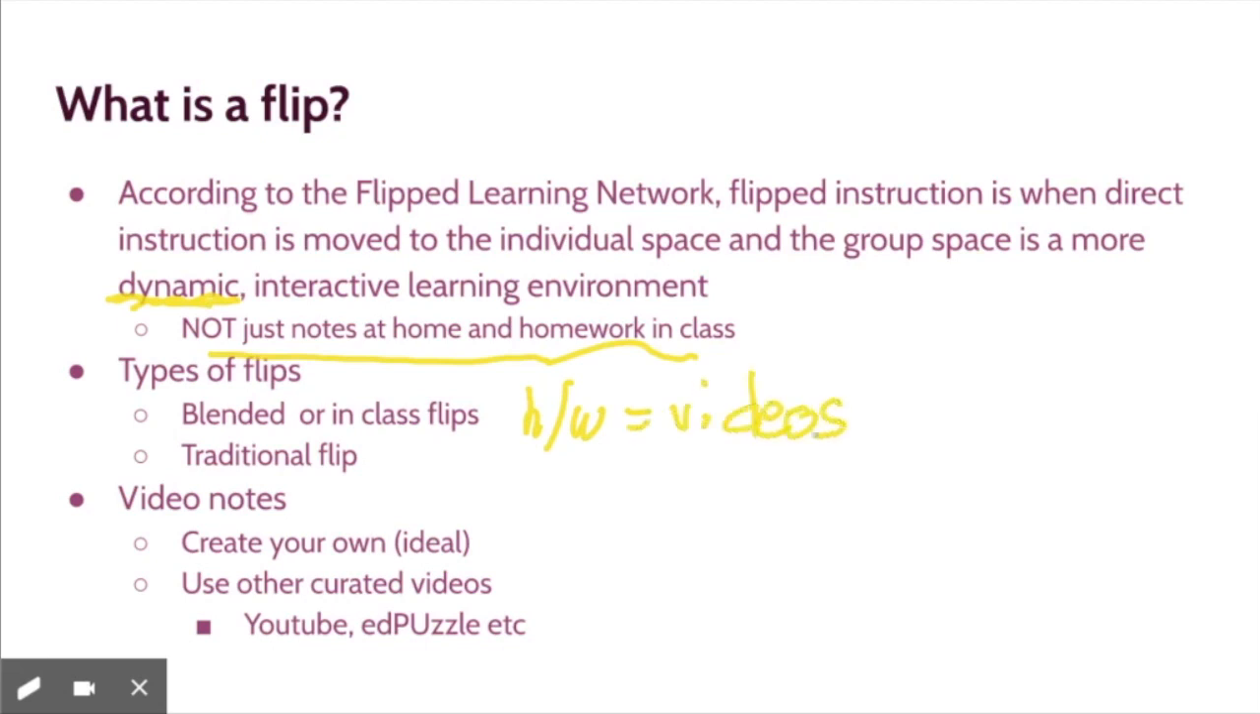And then in class would be whatever activities you're working on. Sorry, that's a traditional flip. A blended flip would be where the videos are there for any point in time for the students to watch. So they don't necessarily have to be watching the videos at home. They might be watching it in class. Katie might be watching video number 1. Bill might be watching video number 2. Everyone is getting what they need in that moment in time.